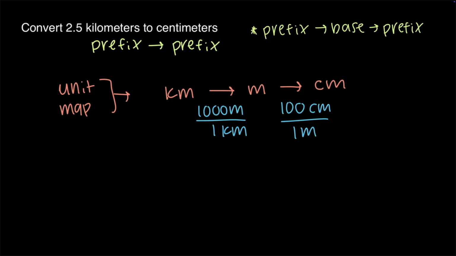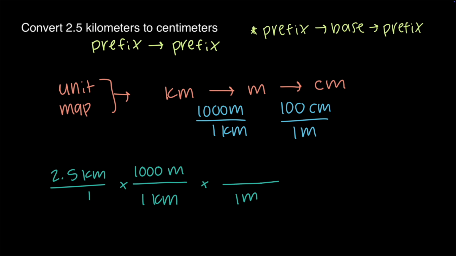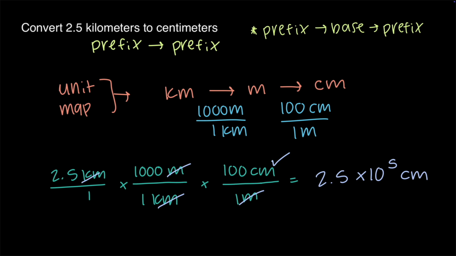We start with 2.5 kilometers over 1. In the next fraction, we put 1 kilometer on the bottom and 1,000 meters on the top. In the next fraction, we put 1 meter on the bottom and 100 centimeters on the top. The kilometers cancel out and the meters cancel out, so we are left with centimeters, the unit we need for our final answer. Multiplying and dividing all values, we get 2.5 times 10 to the 5th centimeters.